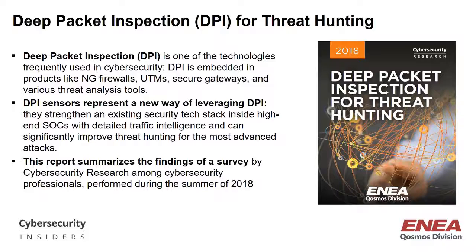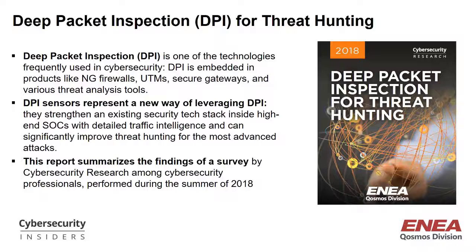Deep packet inspection, or DPI, is a key technology frequently used in cybersecurity applications. DPI is embedded in products such as next generation firewalls, UTMs, secure gateways, and various threat analysis tools. DPI sensors in particular represent a new way of leveraging DPI. They strengthen an existing security tech stack inside high-end SOCs, security operation centers, and they do that with detailed traffic intelligence, and thereby they significantly improve threat hunting for even the most advanced attacks.